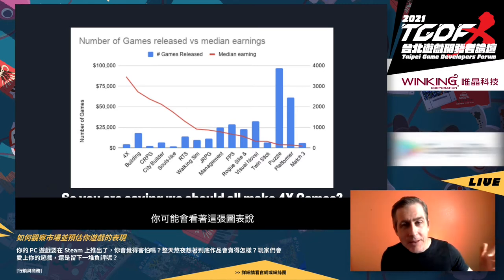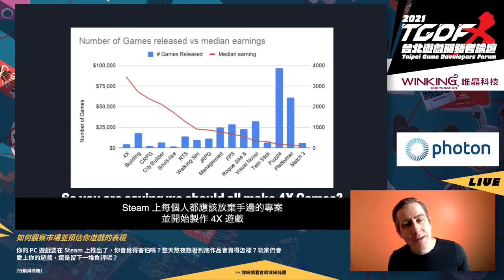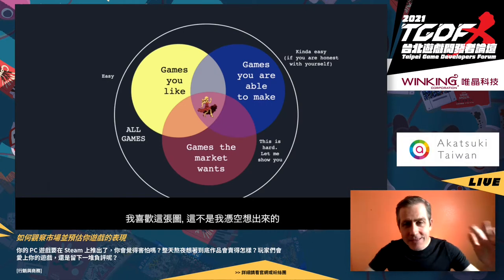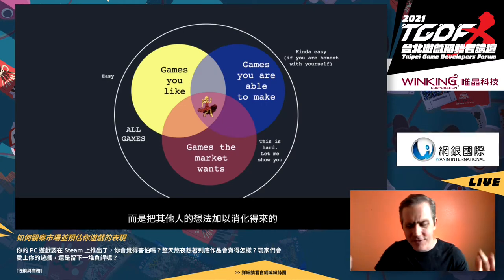Now, you might be looking at this chart and say, well, everybody on Steam should just throw down what they're working on and make 4X games. It's not actually that easy. I'm going to show you why. I like this chart. I didn't come up with this idea. I just kind of assumed a bunch of other ideas that a bunch of other people had about this.